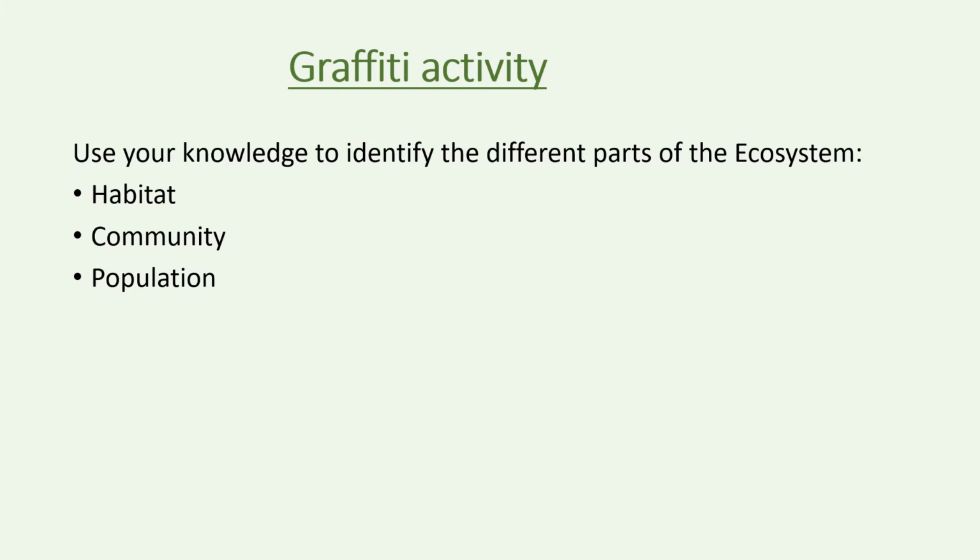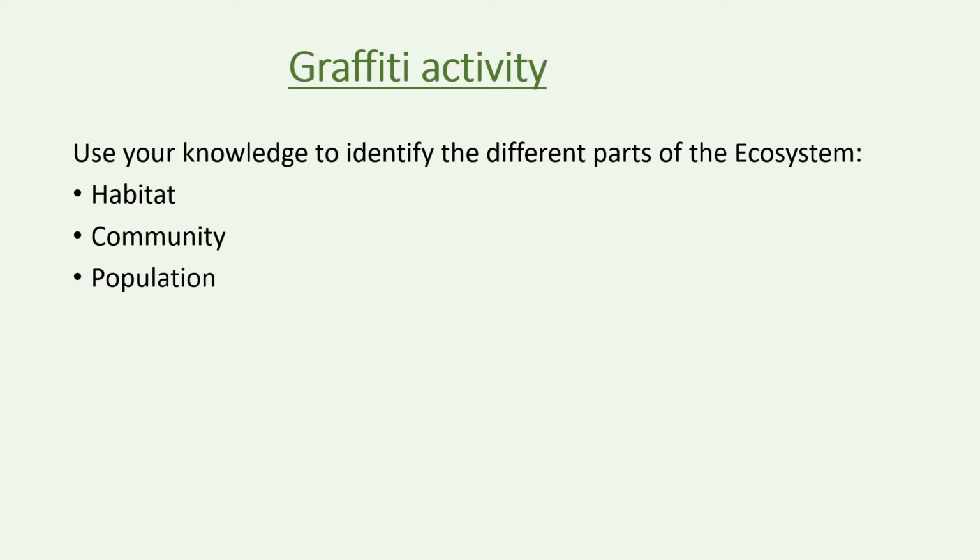Okay, ask questions about them, and then you can move on to the graffiti activity. So basically what you would usually do is you'd get a whiteboard and write down habitat, community and population, and then we're going to look at different ecosystems and try to identify what a habitat might be, what a community might be, and what a population might be. In this case you can just write it down on a piece of paper because obviously we're not in class. So if you get a piece of paper and a pencil handy, that would be great.